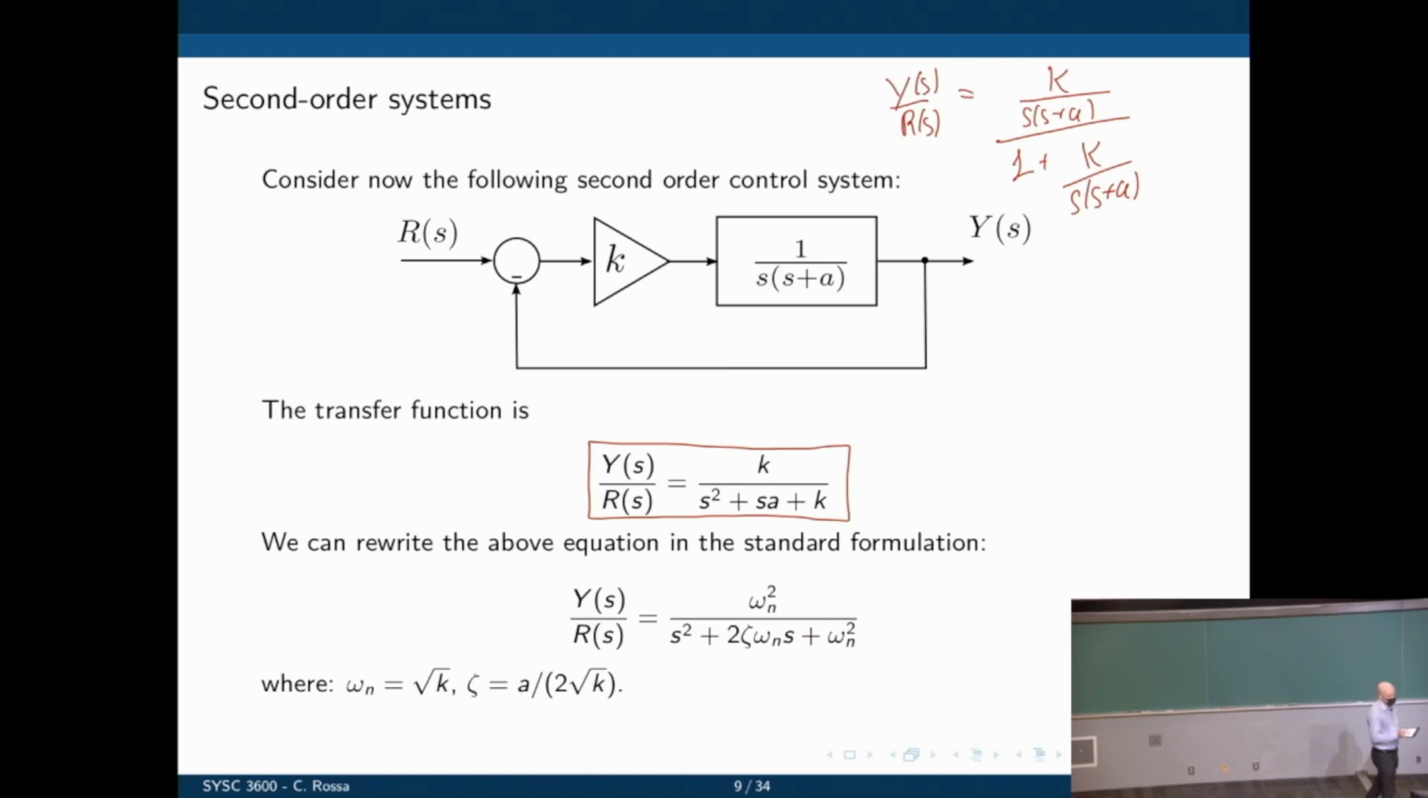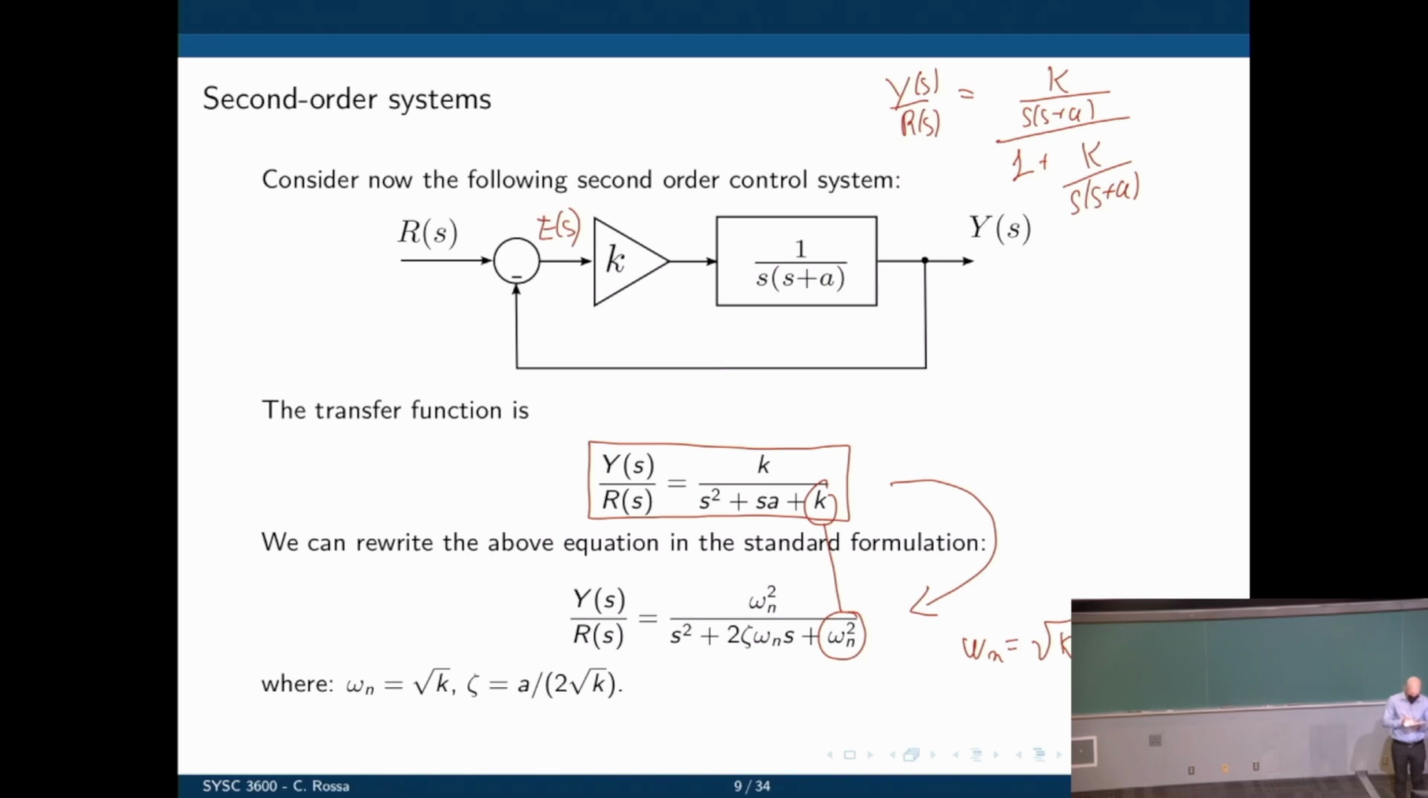The structure we have for this block diagram is precisely the same. We are creating an error function. This error is multiplied by a value of K, and that determines the input to the system. So the transfer function we got now is K over S squared plus AS plus K. And if we write this in the standard form, that's what we get: omega n squared divided by S squared plus 2 zeta omega n S plus omega n squared. And from this, we can determine the value of omega n, which is the square root of K.